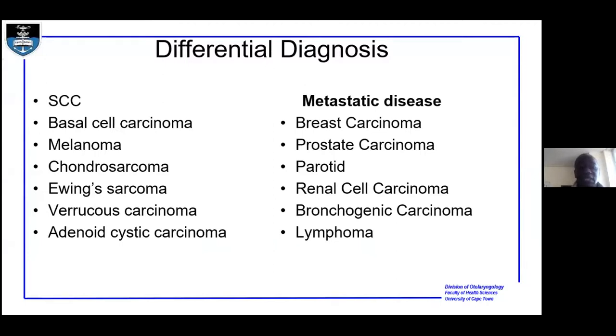So in terms of the differential diagnosis of temporal bone tumors, you have to consider squamous cell carcinoma, and also basal cell carcinoma and other tumors like melanoma or chondrosarcoma or Ewing sarcoma, verrucous carcinoma, adenoid cystic carcinoma, among others. You can also have metastatic disease, and the sites of metastasis are usually from the breast cancer, from the prostate, from the parotid itself, also from the kidneys, from the lungs, and also lymphoma.